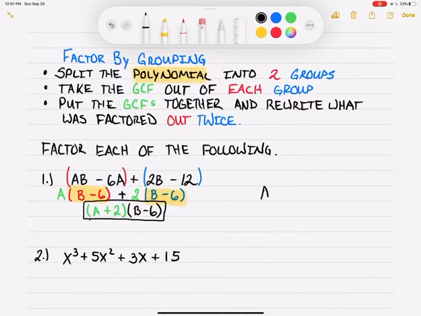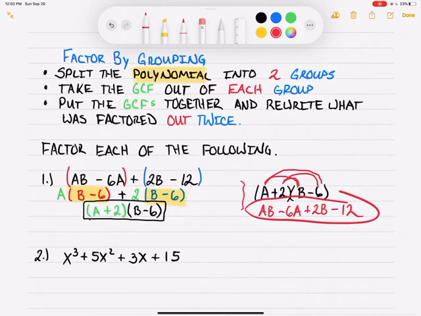A way to check is just by taking what you found and foiling. FOIL means first times first, outer times outer, inner times inner, and last times last. I'm right back where I started. So I know that this is the correctly factored form of that polynomial.